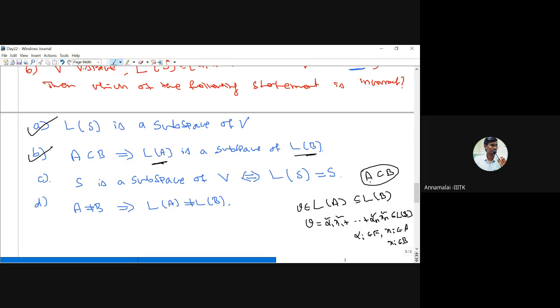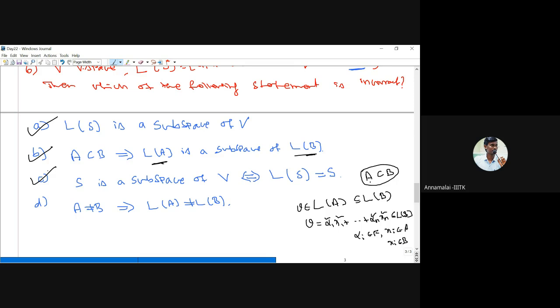Again, if you take the third statement, if S is a subspace of B, then L of S is equal to S. And if L of S equals S, then S is a subspace. This is a theorem actually. We can easily prove it. This is also a correct statement.